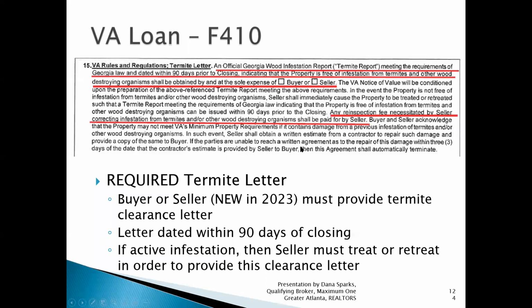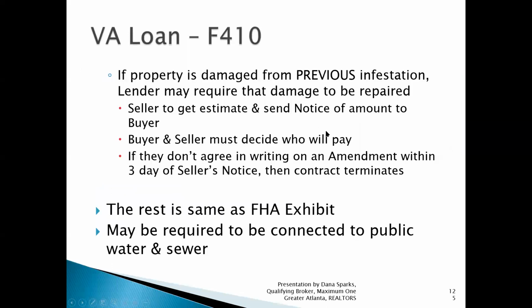And it used to be that the seller had to pay for that. Now, for you experienced agents, in 2023, GAR has changed it. So don't miss this right here. The initial termite clearance letter is paid for by the buyer or the seller. That's brand new in 2023. And then all the rest of this is the same regarding the termite clearance letter. And if there was previous infestation, the seller has to correct any damage, and the seller is responsible for getting a second termite clearance letter after anything has been repaired.